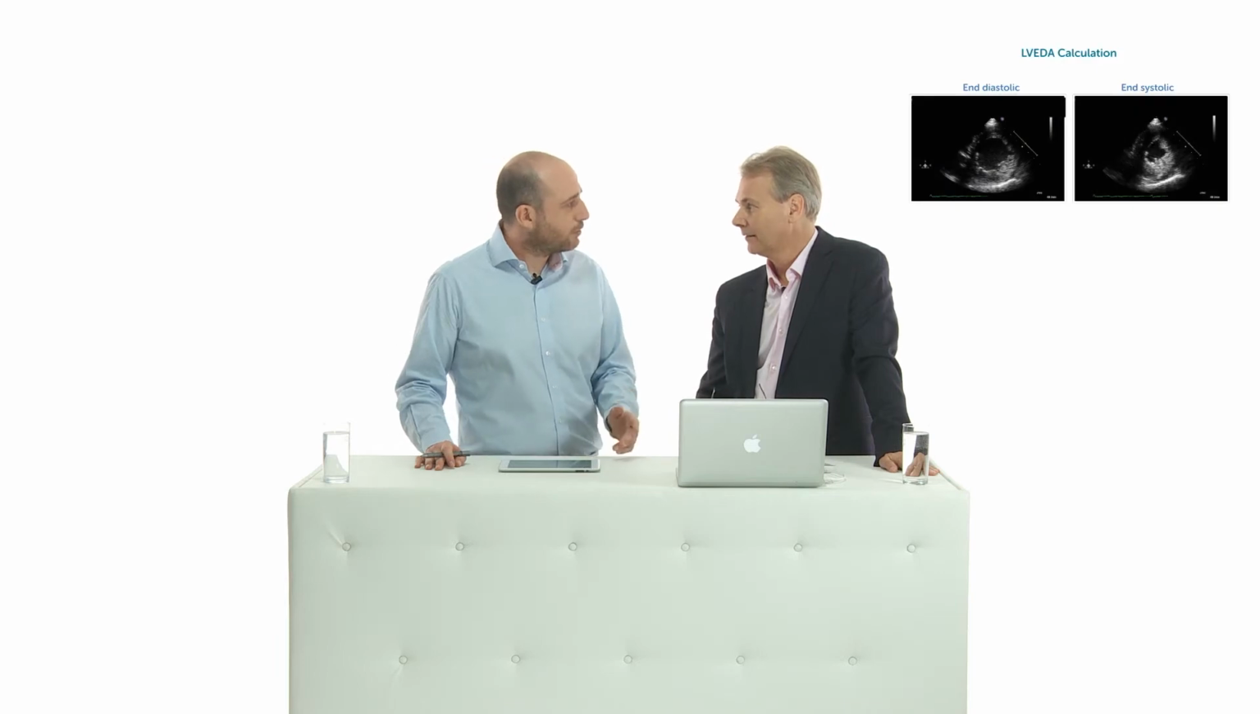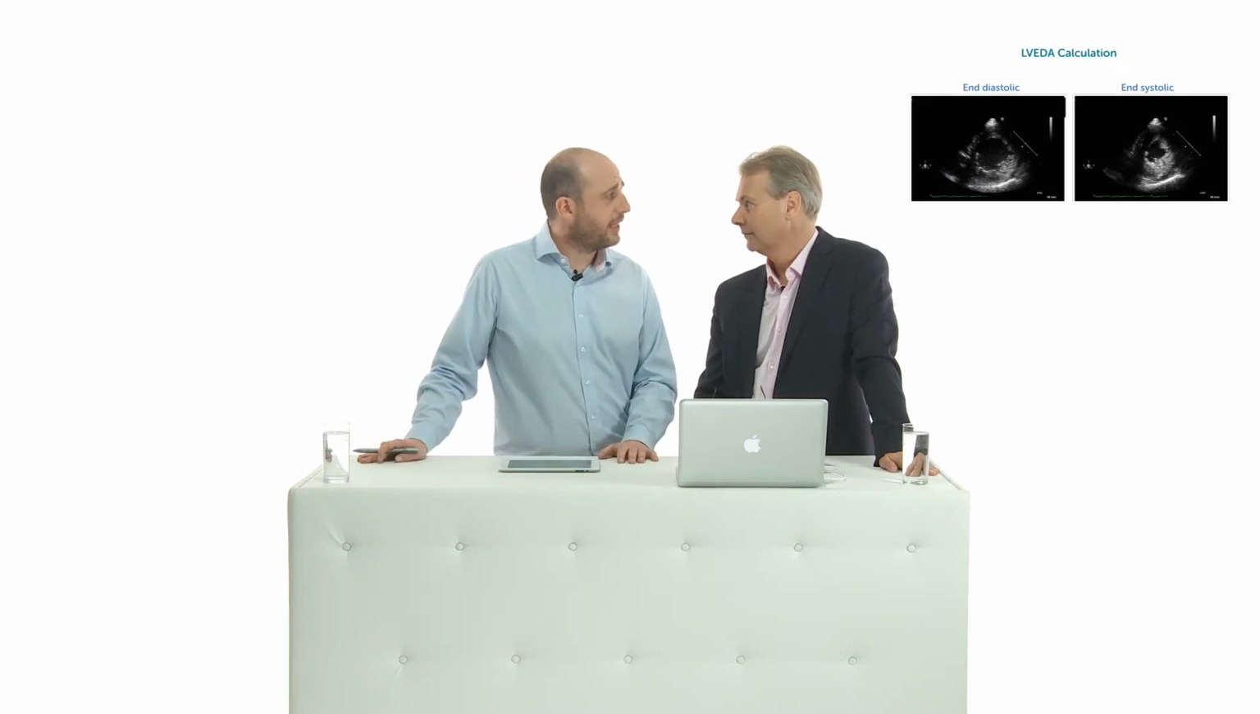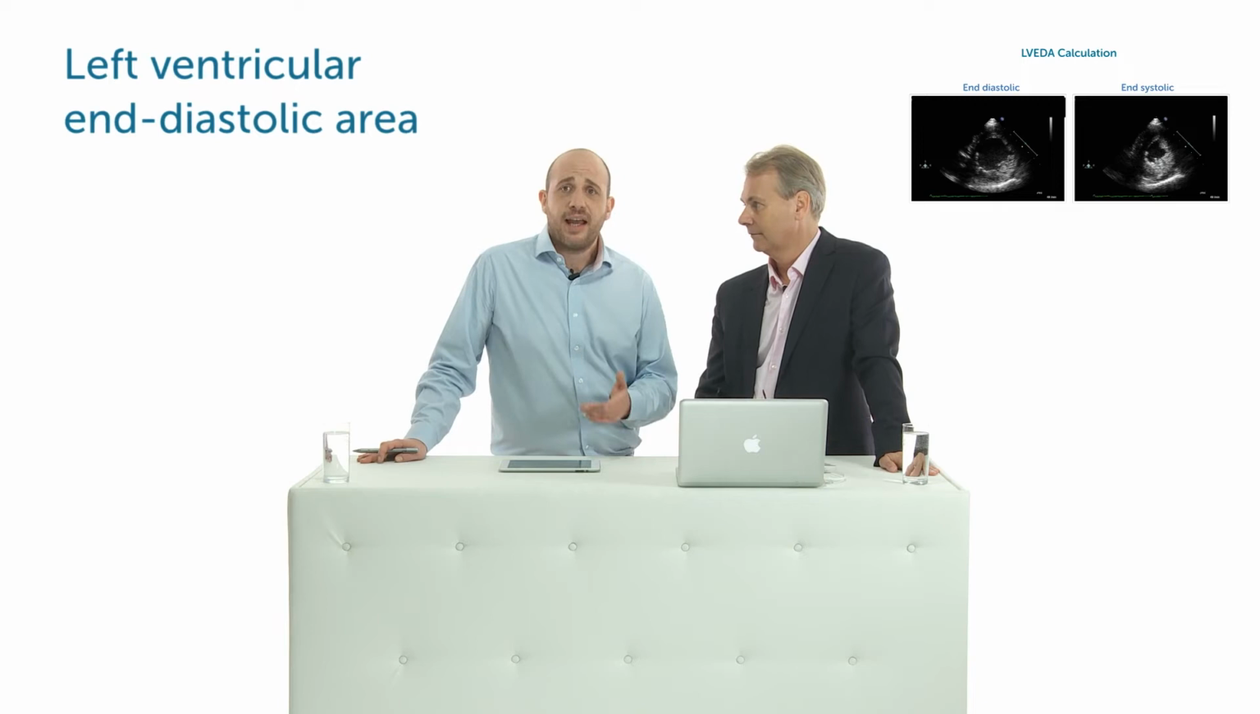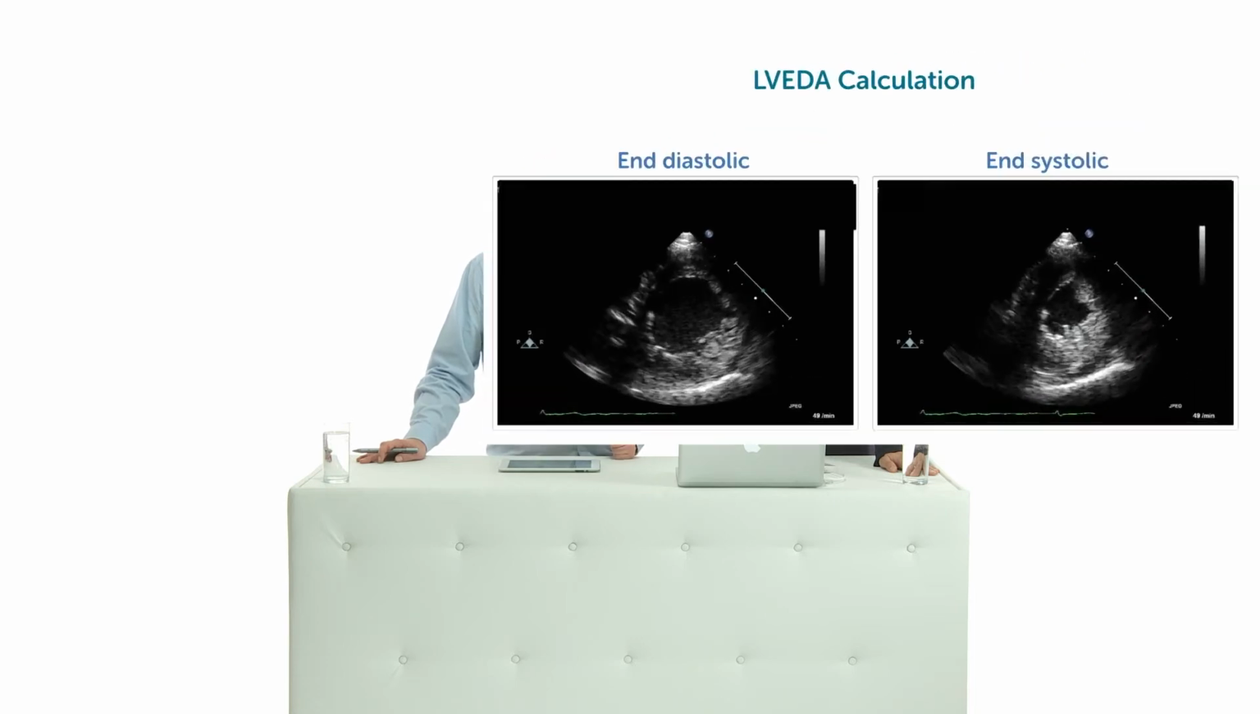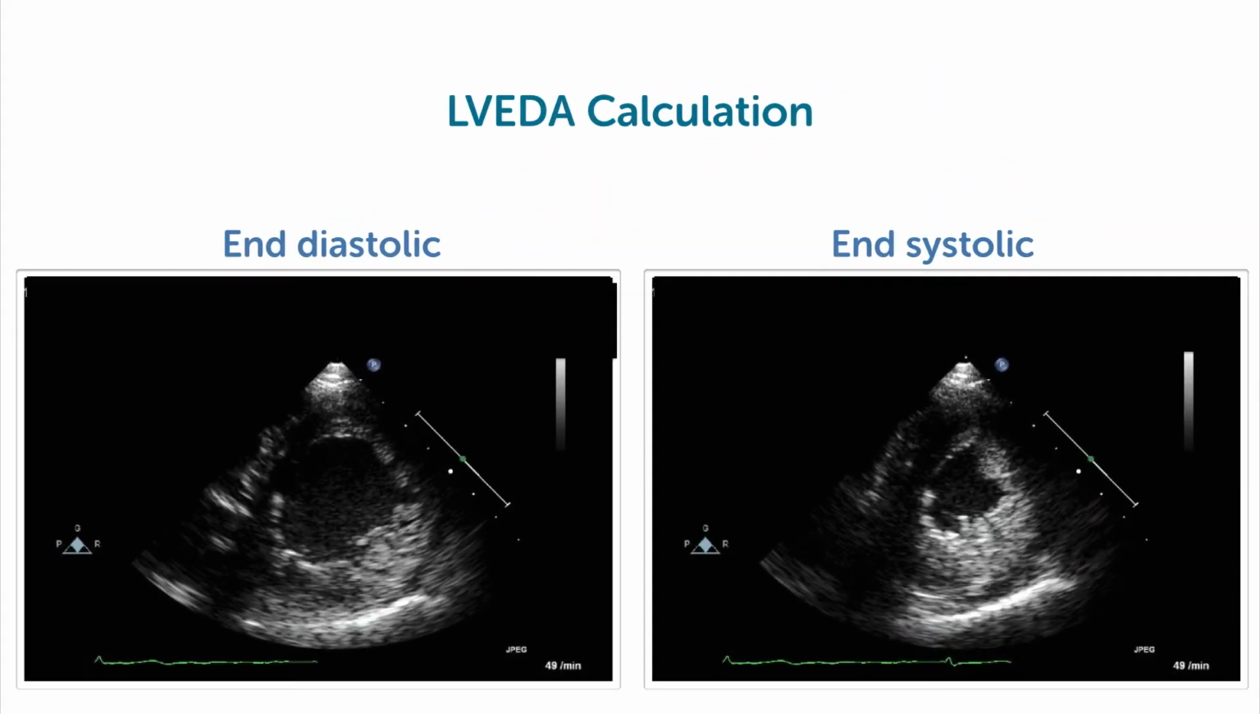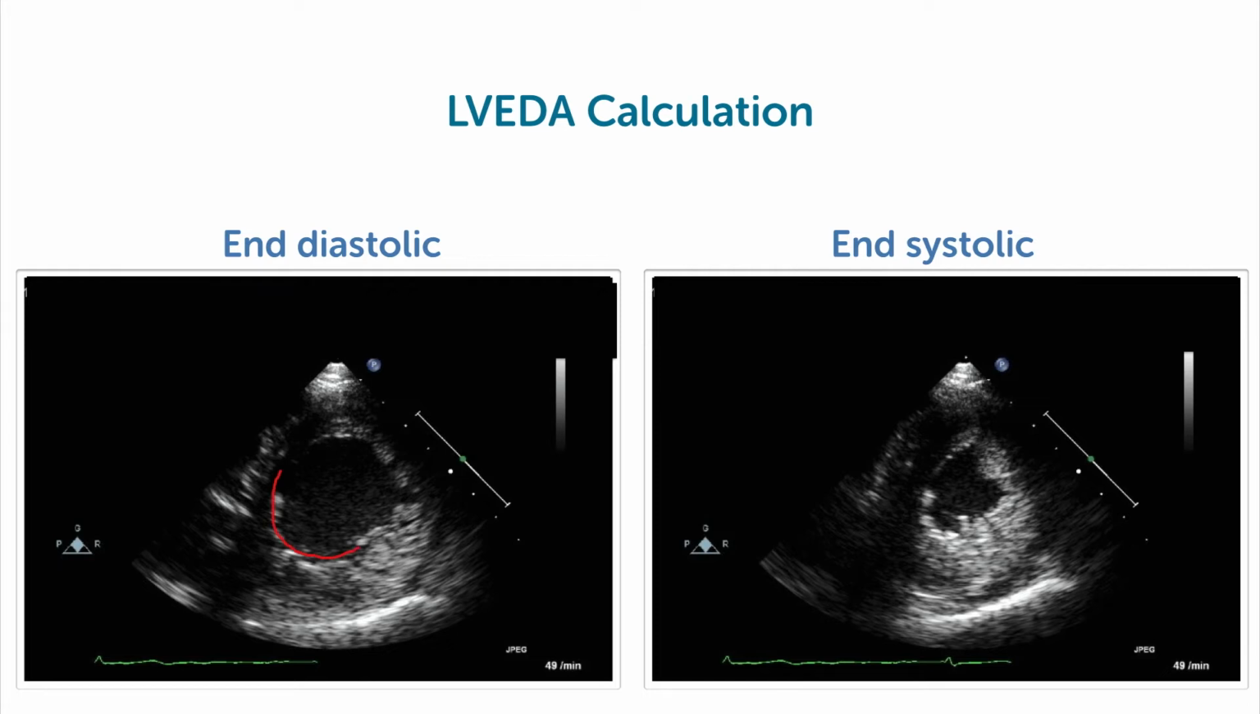Bruno, is there another parameter we can look at for fluid responsiveness? Yes, Thomas. I would like to show you the left ventricular end diastolic area. As you know, we have two different times, the end diastolic and the end systolic time. And here on the left image, we can calculate the end diastolic area very easily. How can we do it? It's easy. We have to outline the internal contour of the left ventricle in this way.